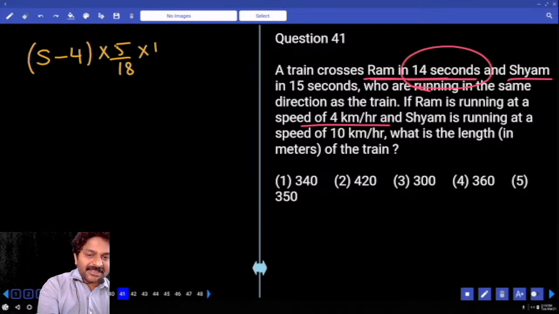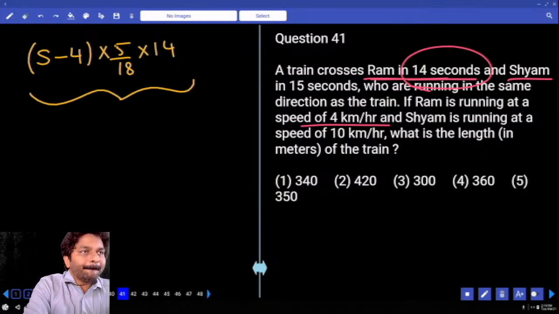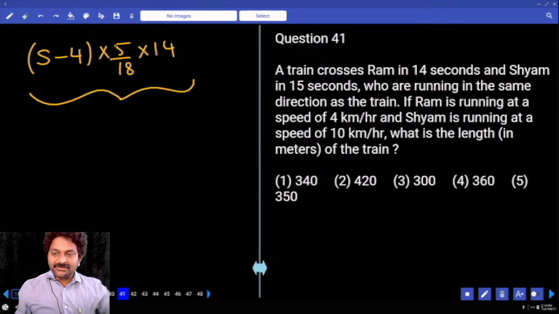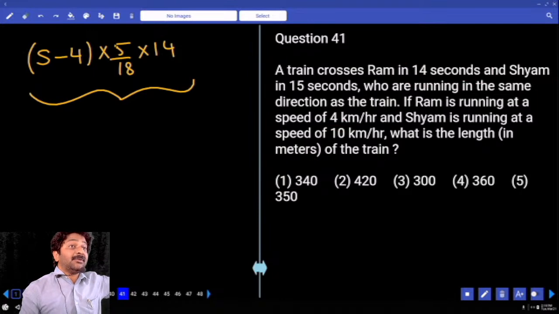And how much time is it taking? 14. What is speed into time called? Distance covered. In that case, that is equal to the train length, because if a train crosses a man, distance covered is train length, whether it is Ram or Shyam, it is going to be the length of the train only. Yes? This is the distance with respect to Ram.